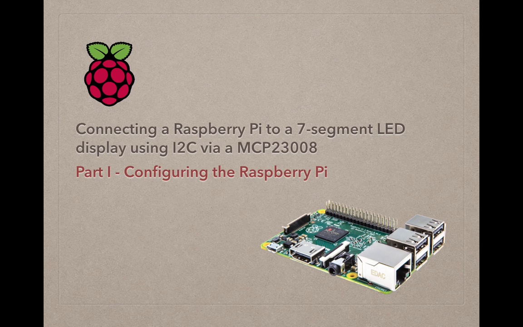Now that the I2C interface is up and running on our Pi, we need something to connect it to. In my next video, Part 2, I will demonstrate the connection of the MCP23008 input-output expander.